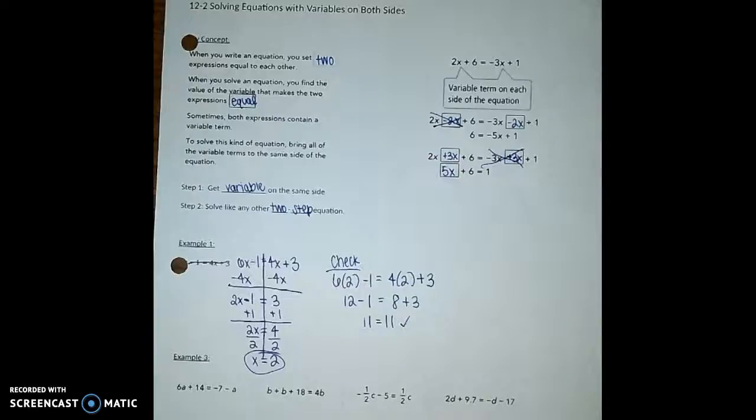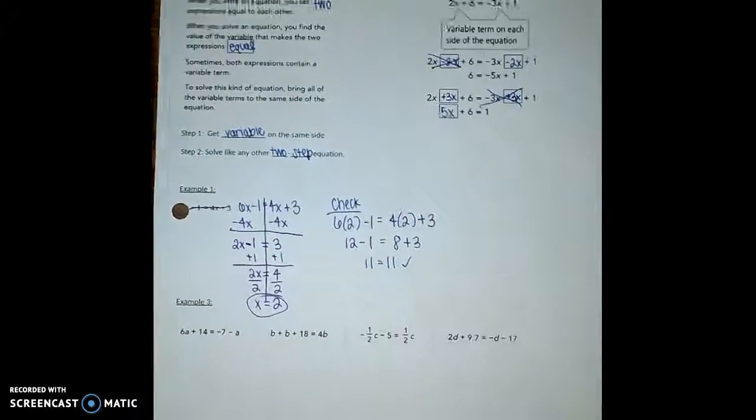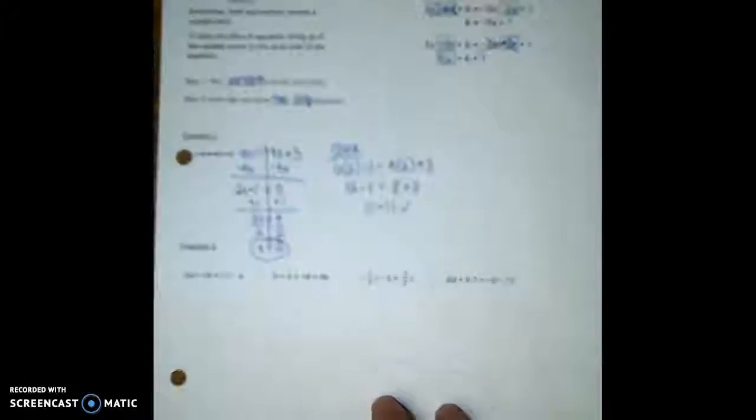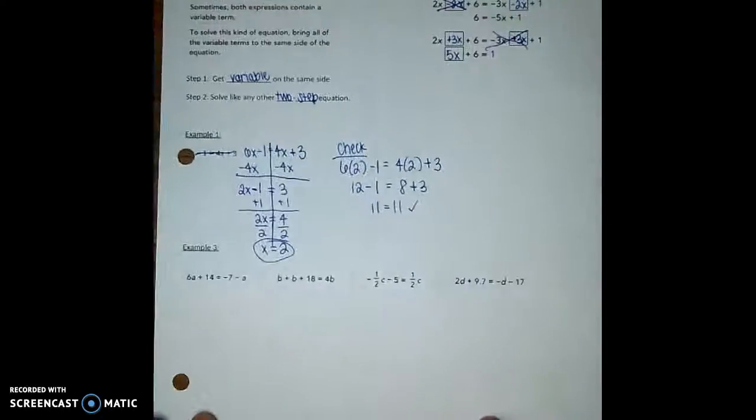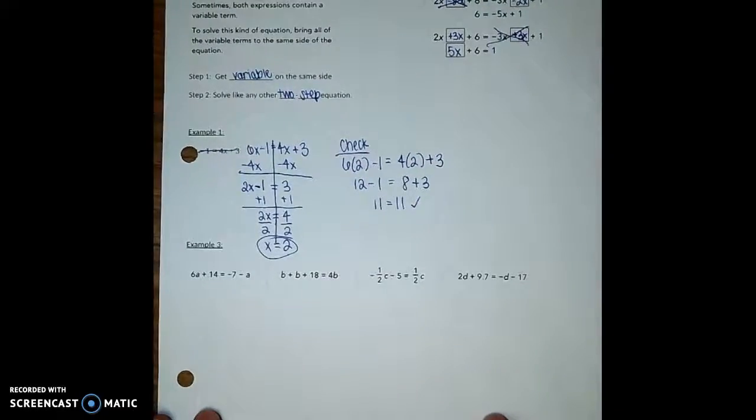Okay, so next, we're looking at several different examples, and we're actually skipping to part 3 here to look at 4 different examples of simplifying equations that have variables on both sides. So my first equation is 6a plus 14 equals negative 7 minus a.